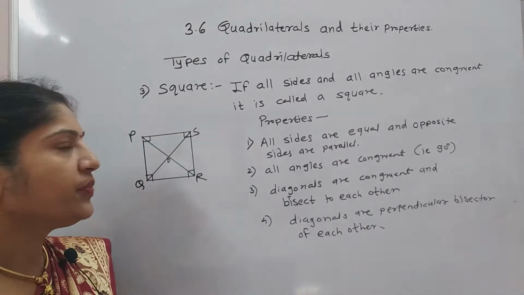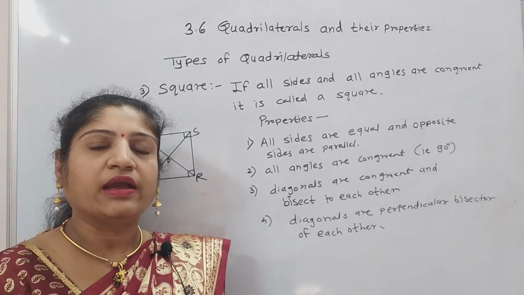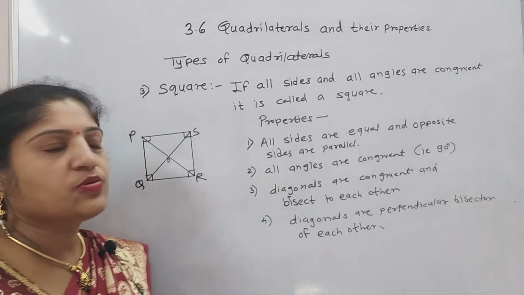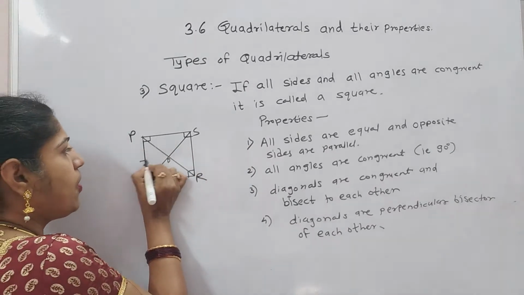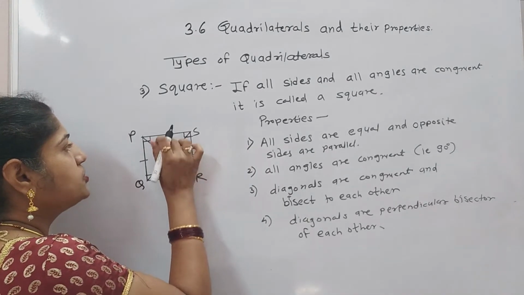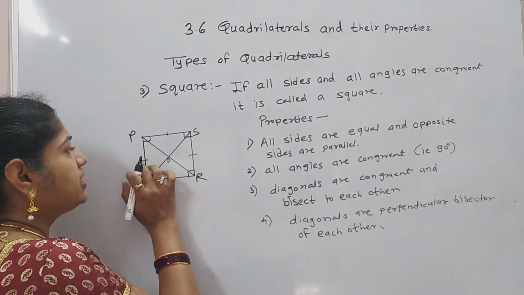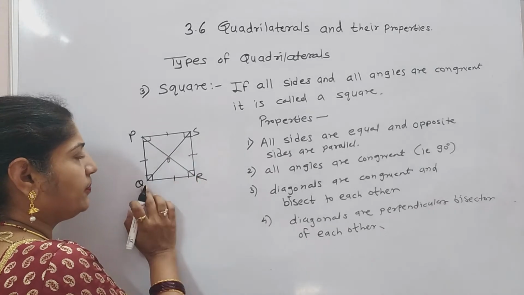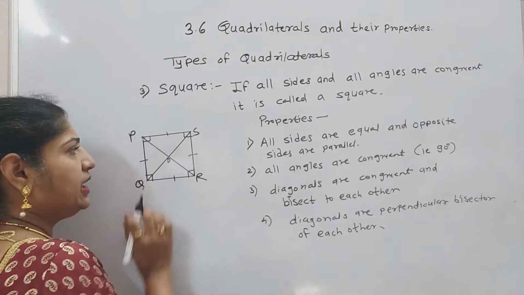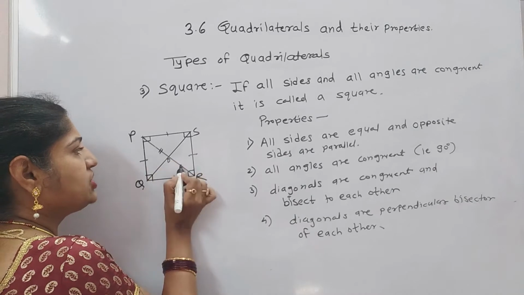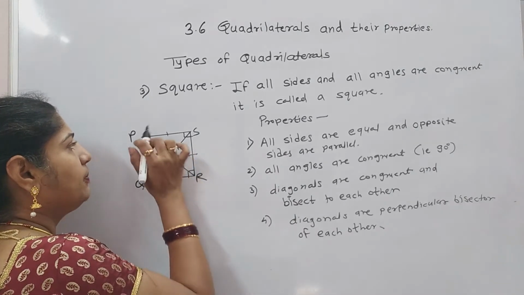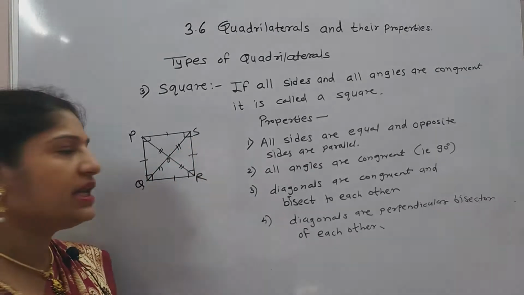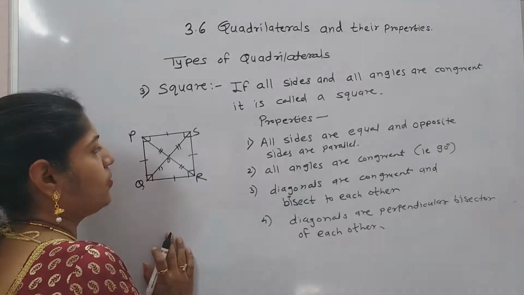Next type is square. If all sides and all the angles are congruent, the quadrilateral is a square. Now properties of square. Look at this picture. Opposite sides are parallel. Each side is congruent to the other side. All angles are right angles. Diagonals are equal in length. Diagonals bisect each other, so all parts are equal. PO, OR, OQ, OS, all four parts are equal because the diagonals are congruent.